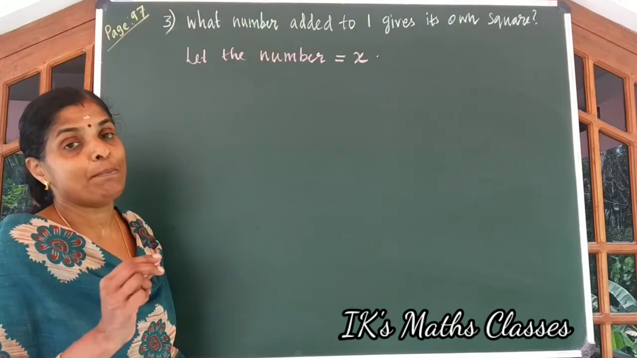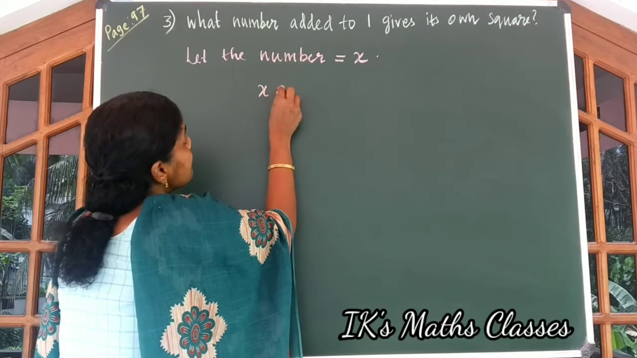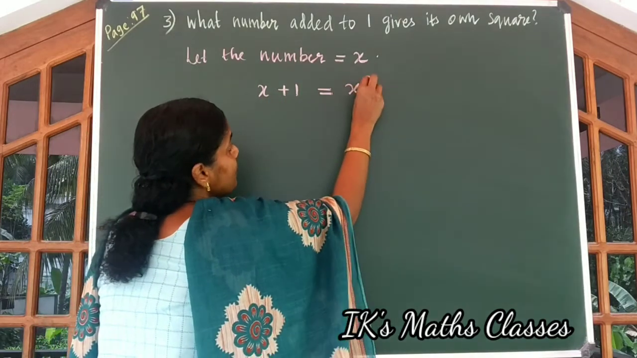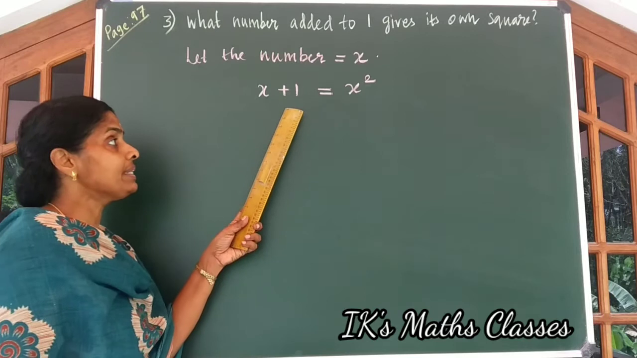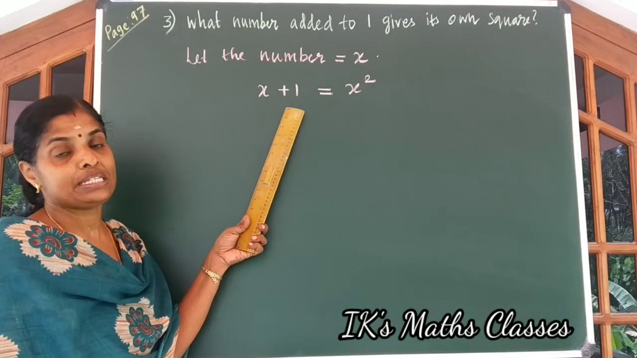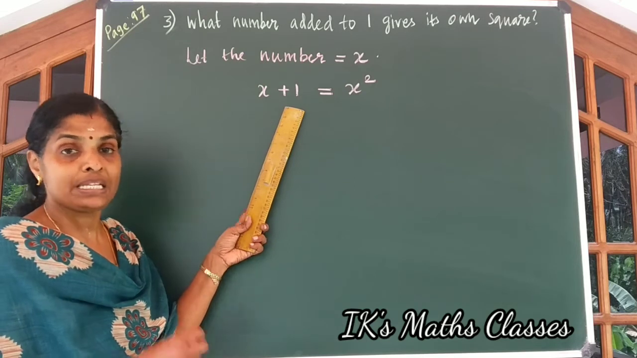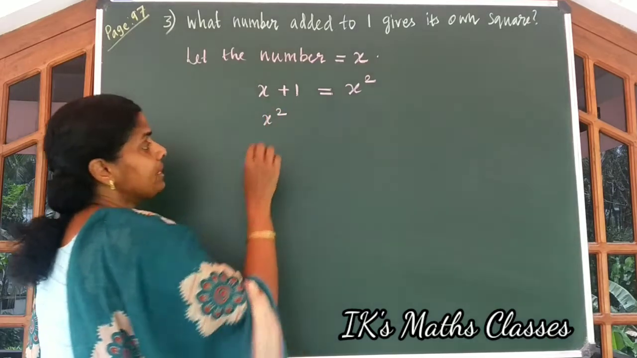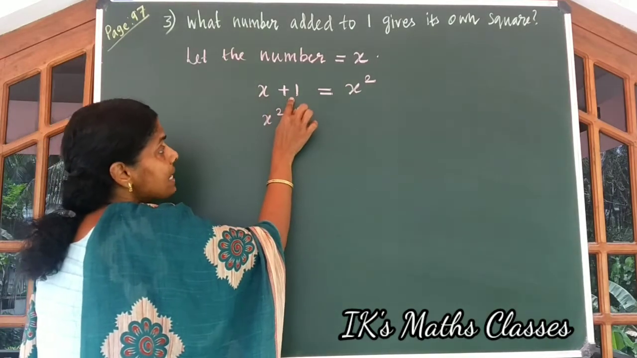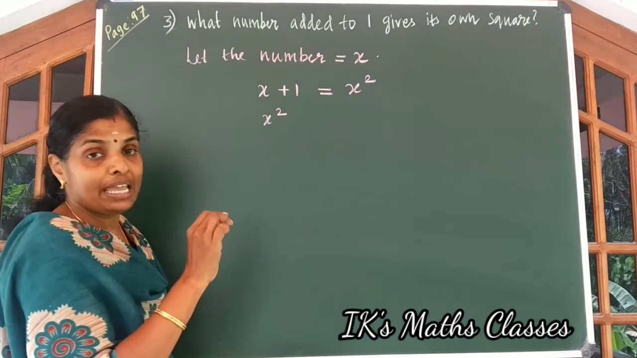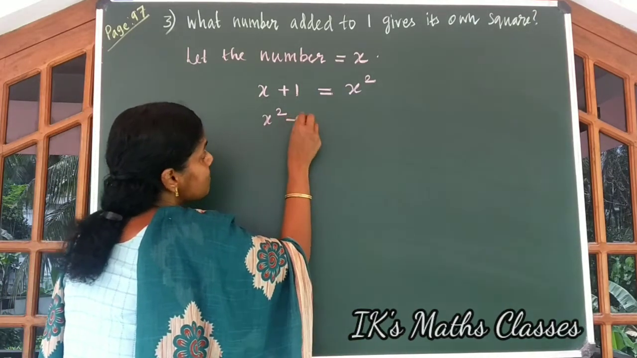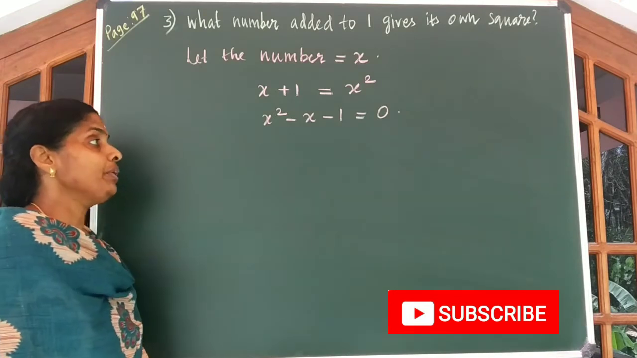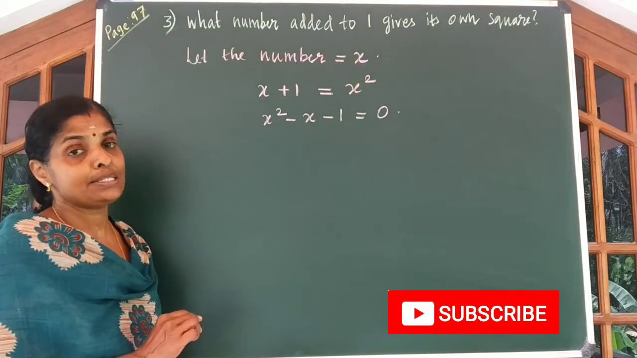So we have taken the number as x, so we can write x plus 1 is equal to the square of this number, which is x square. Now using this we can write a second degree equation and then find its solutions. In the next step, let us keep x square on the same side and take x plus 1 to the other side of the equal to sign, so that you get x square minus x minus 1 is equal to 0.